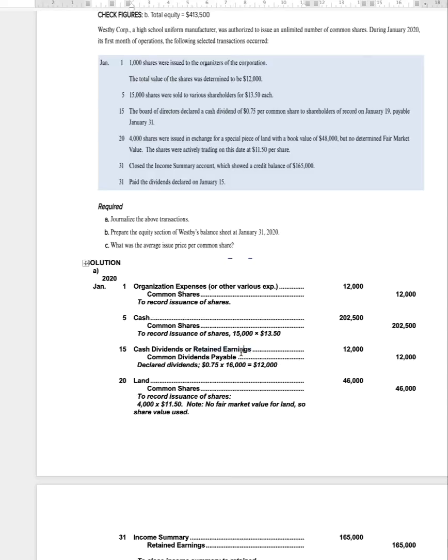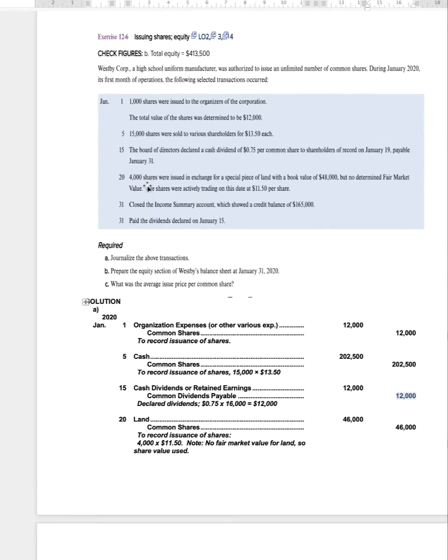But if you didn't use retained earnings, then you would debit the cash dividends declared account, or cash dividends, which you would have to close at the end of the period. But in any case, we're going to debit either of those two accounts. You have a choice here because they didn't tell you which one to do. And you're going to credit common dividends payable for $12,000.